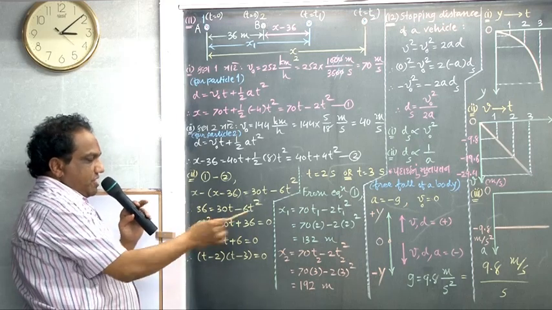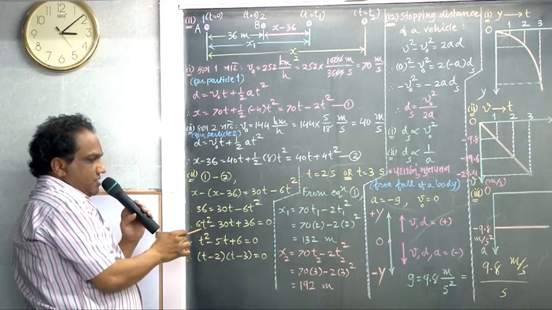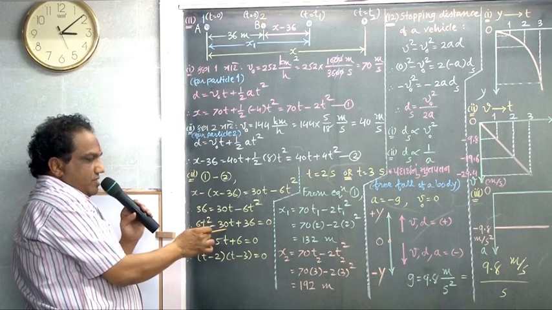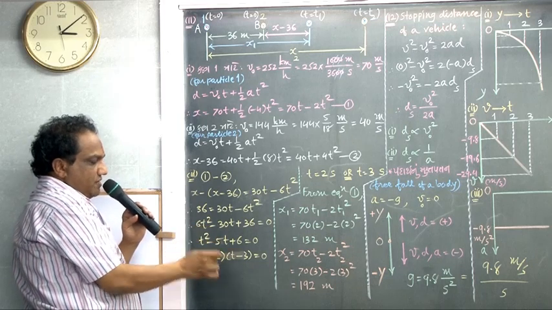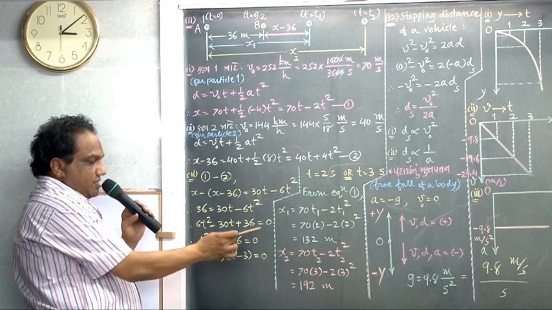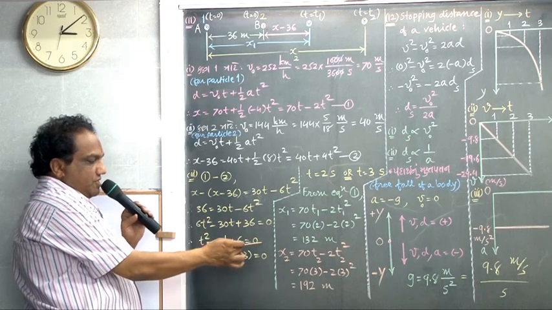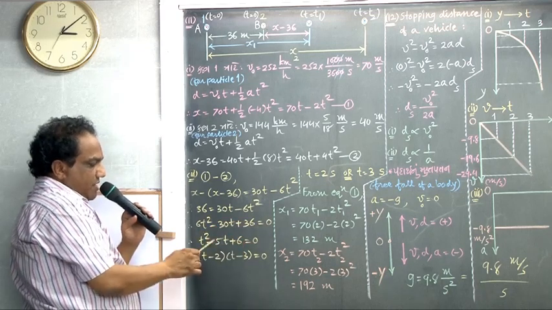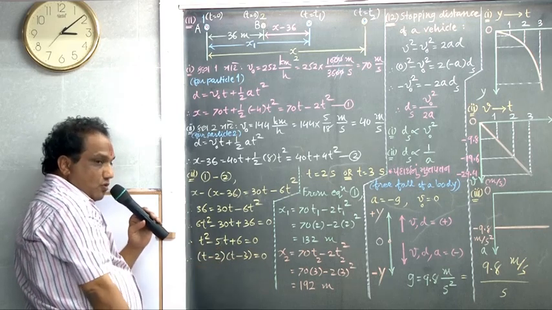Divide each term by 6. When you divide by 6 here, it is t square. Divide by 6 here, 6 5s are 30, so here it is 5. 6 6s are 36, so here it is 6. 0 upon 6 is 0. t square minus 5t plus 6 equals 0.